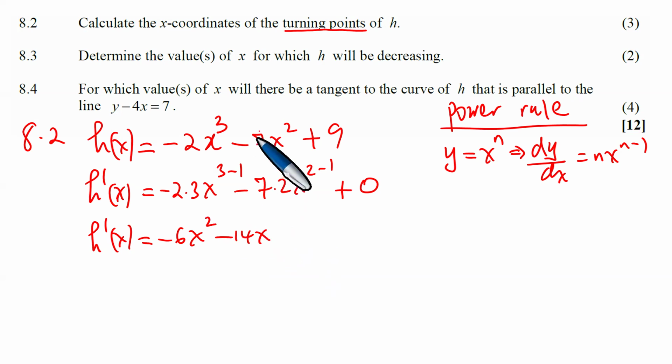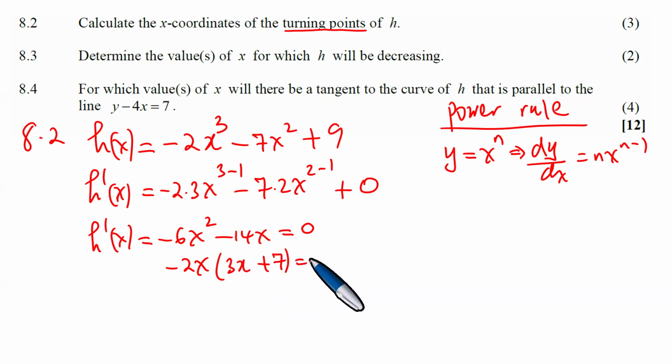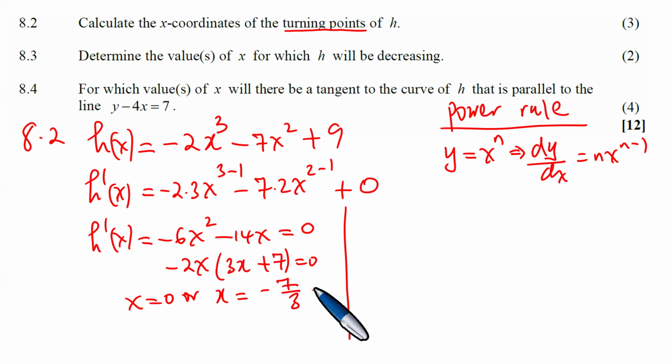But to find the coordinates of the turning points, we equate this to 0. At this point, we take out the highest common factor from this expression. It doesn't really matter what you do; you can take out minus 2x. Taking out minus 2x gives us 3x plus 7, and the result is 0. Pay attention. This means x is 0, or x equals minus 7 over 3. These are the 2 answers.